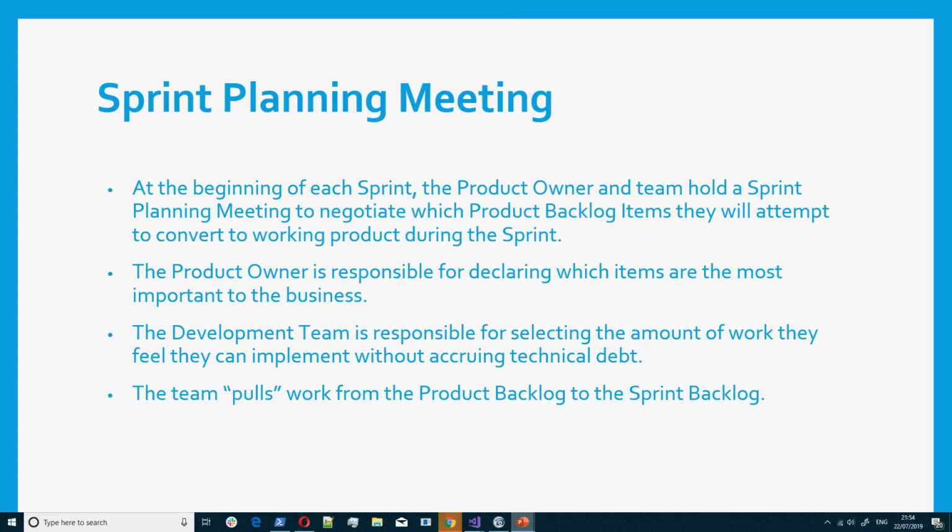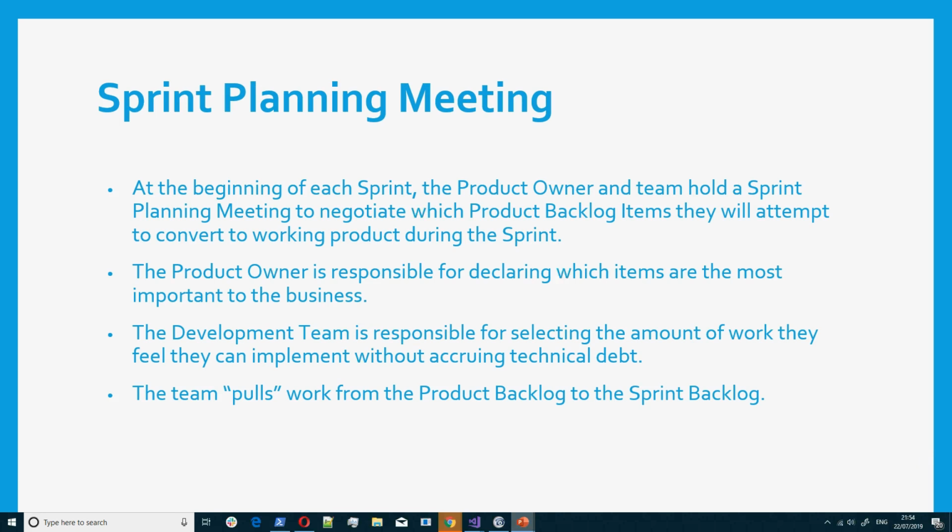The sprint planning is what you do at the beginning of each sprint. So let's say you start your sprint on a Tuesday. You do a sprint planning, and you involve every member of the team. In that meeting, the product owner is responsible for declaring which item is most important, based on the priority he has set in the product backlog. You look at the priority of all these items in the product backlog.